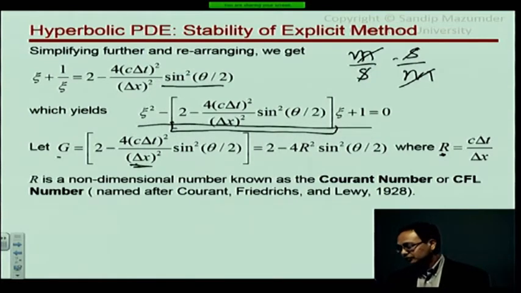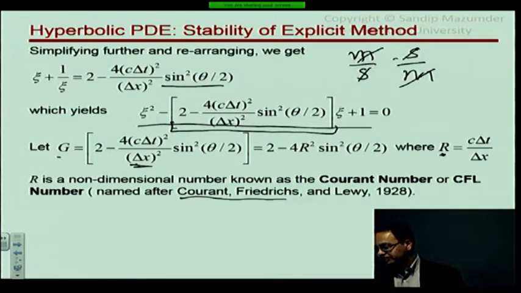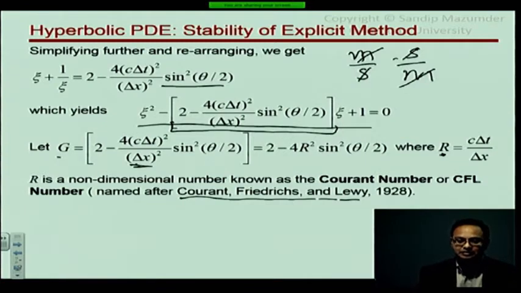For those of you who are doing high-speed gas dynamics calculations, you're probably familiar with this. This was first proposed in a pioneering paper by these three guys, Courant, Friedrichs, and Lewy, in 1928. They were, in fact, the founders of the finite difference method. In the same paper, they introduced the finite difference method for parabolic problems, and then they also did hyperbolic problems, and they looked at the stability of hyperbolic equations with explicit time marching, and they came up with this criterion that we are going to talk about shortly. So this is called the CFL number.